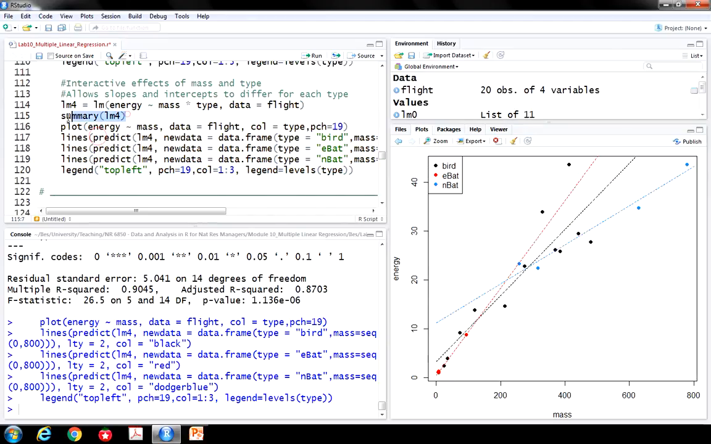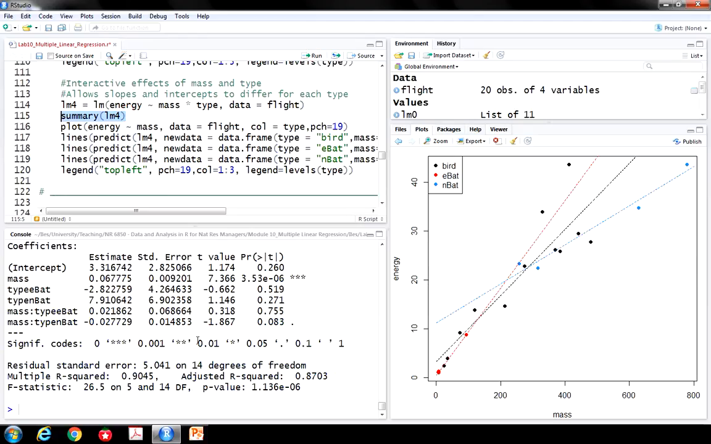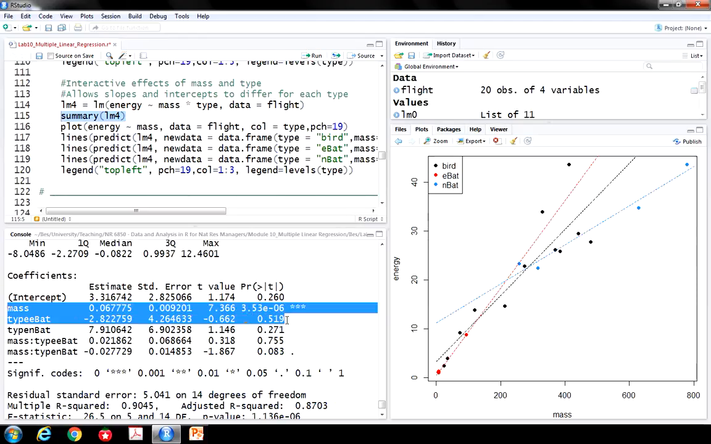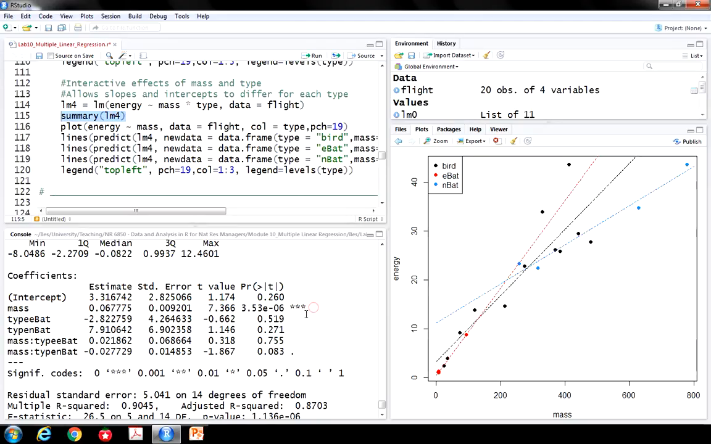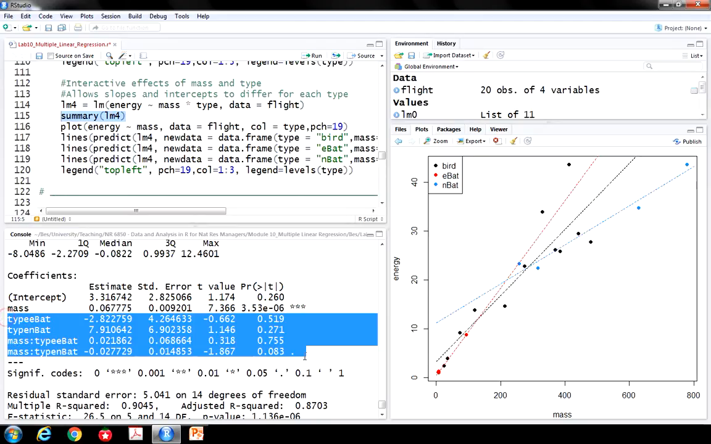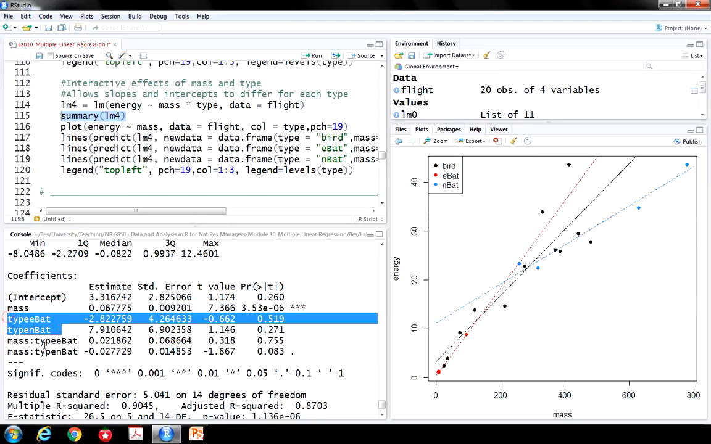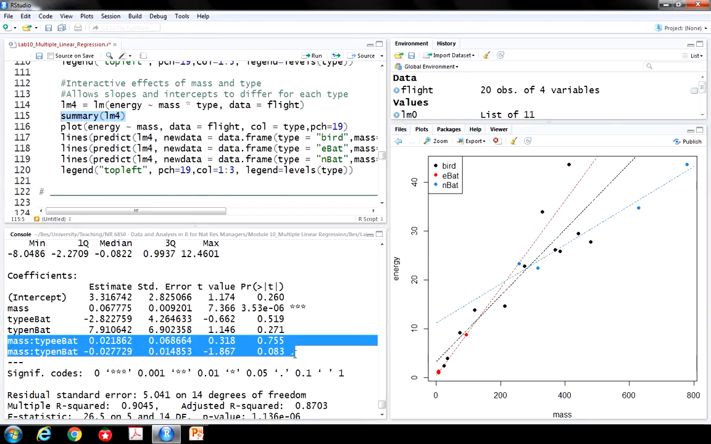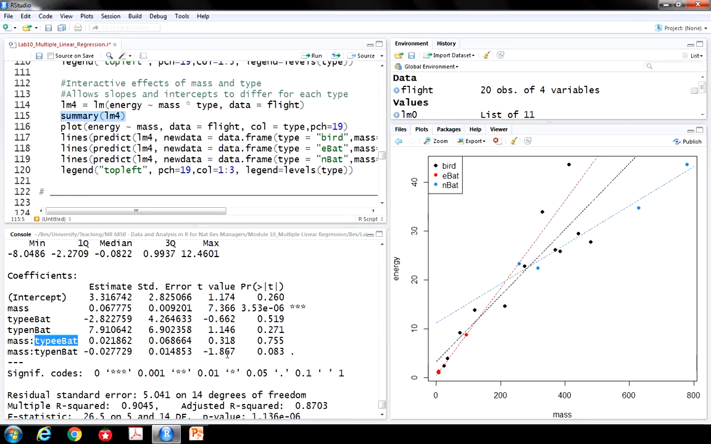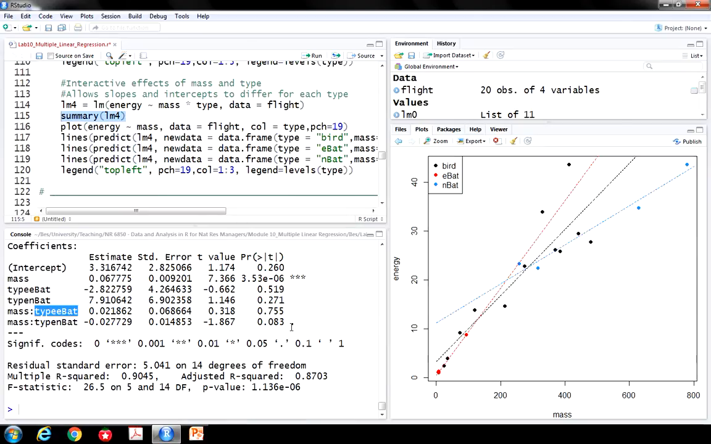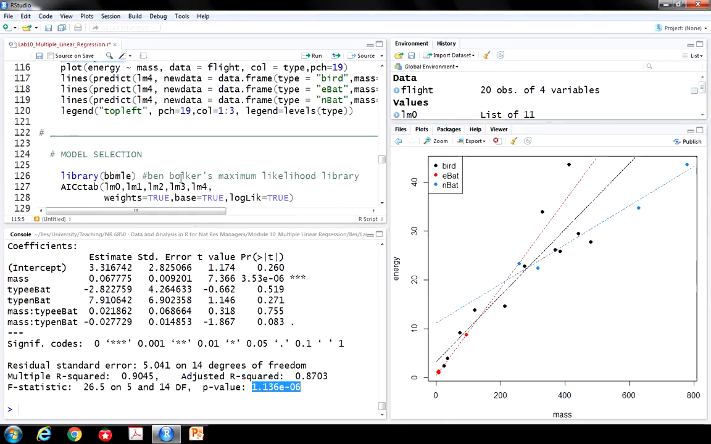If I look at the summary statistics for this final model, I can see that the effect of mass is highly statistically significant, but none of the other effects are. So the differences in the intercepts and these interactive effects of mass and bat type or animal type are not statistically significant. I'm now explaining about 90% of the variation in energy consumption, so even higher than any of the other models, but not that much higher, and my p-value overall is statistically significant.